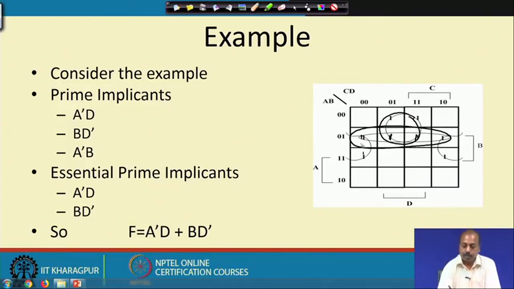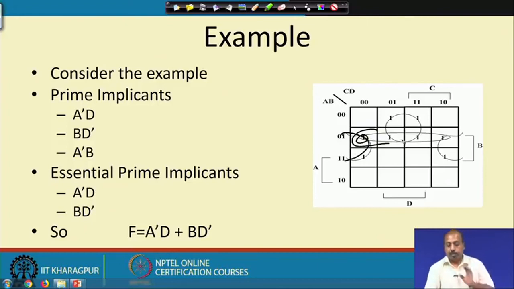Similarly, this one has been covered by this as well as by this. So, it may be possible that we can get rid of some of these groupings and still get the minimized form. That is what is told here: these are all prime implicants, A bar D, B D bar and A bar B, because they contain ones, but they are not all essential because you can get rid of some of them.